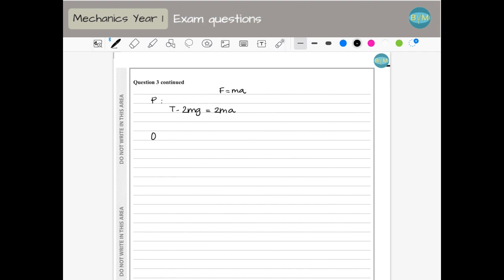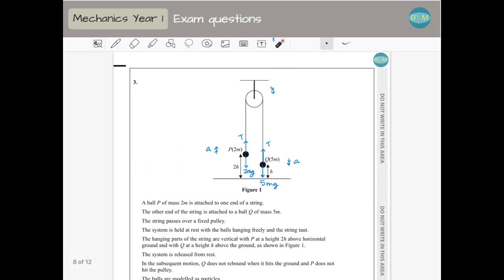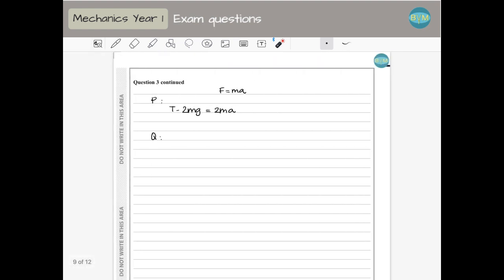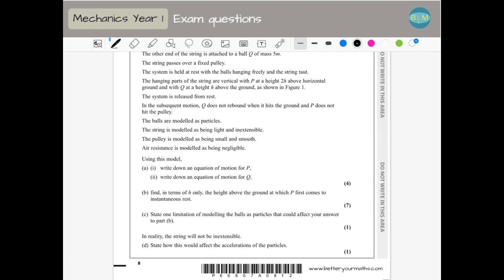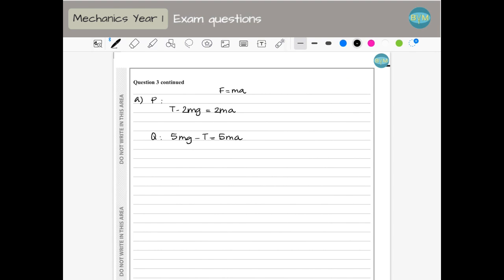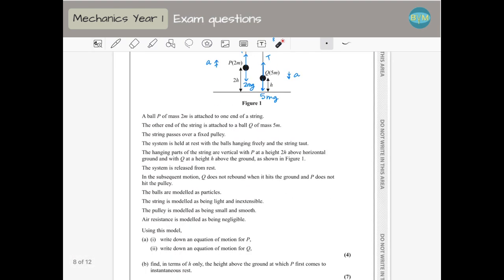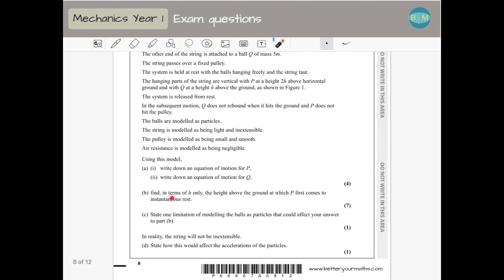And for Q, it's the other way around because it's moving down. 5mg is greater than T, so my resultant force is 5mg minus T. 5mg minus T is the mass, which is 5m, times the acceleration, which is the same. So these are the equations of motion for P and Q. So this is part A. Then B is the long one. They say, find, in terms of h only, the height above the ground at which P first comes to rest.